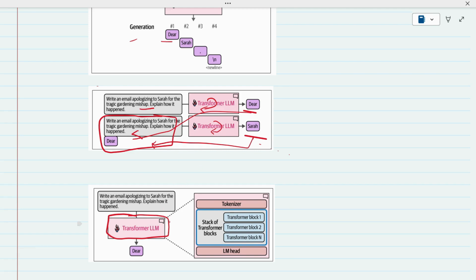As you can see in the transformer, there are three components. One is the tokenizer, another is the stack of transformer blocks, which consists of multiple transformer blocks. Most of the processing happens in this block. Then we have the LM head. We will discuss each of the components one by one.